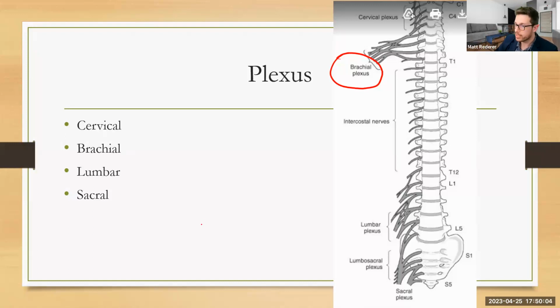But the brachial plexus is a little different. You can see it's coming off at C4, C5, going all the way to T1, and this controls a lot of the nervous system down the extremities. We have two of them, a brachial plexus on the right and a brachial plexus on the left. Like I said, we have a lumbar plexus and then a sacral plexus.